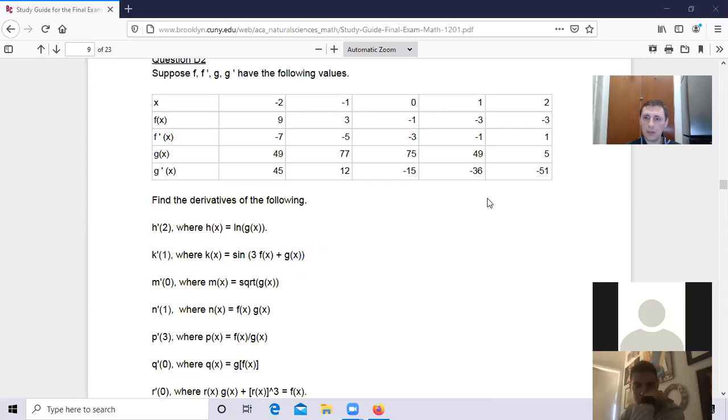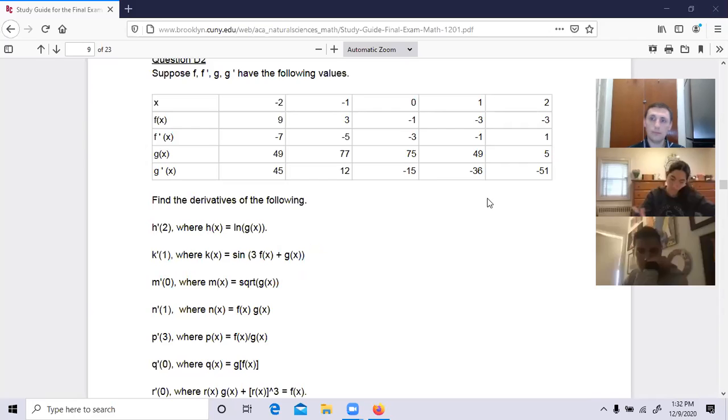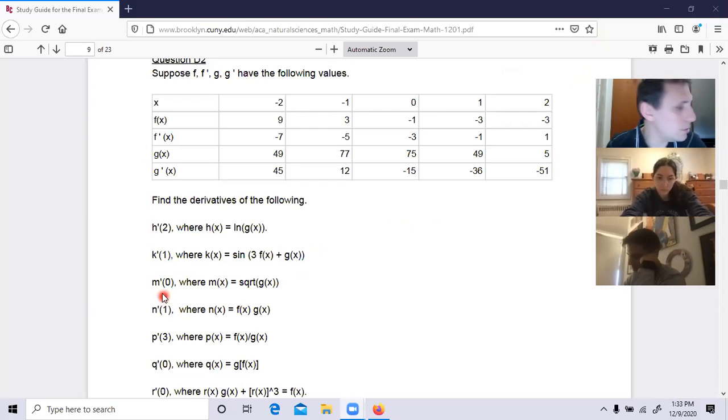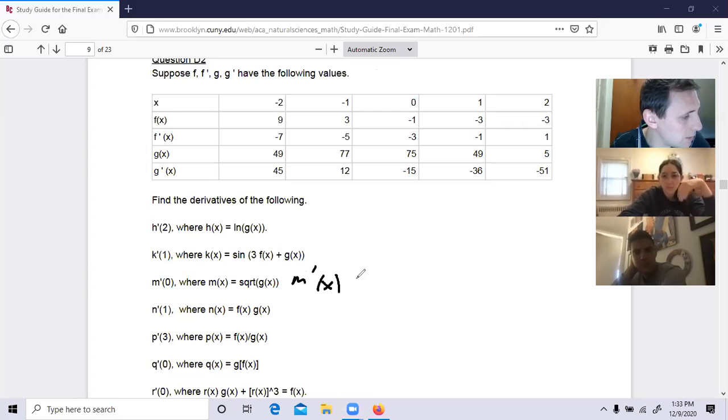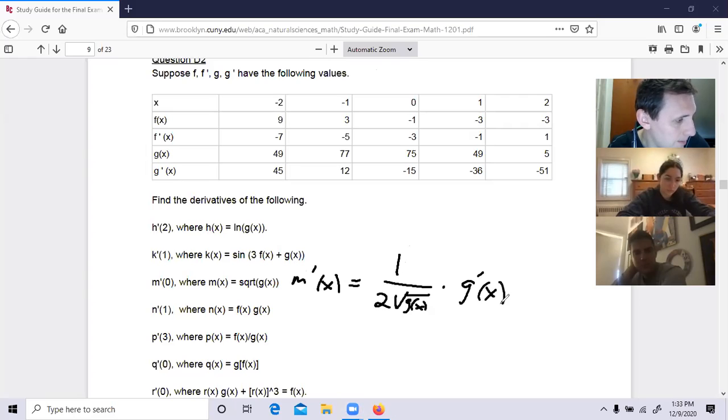Derivative of m at 0. M prime at 0 does not exist. Nassim. Okay, let's see. So first of all, I take derivative at x, and that would be derivative of square root is 1 over 2 square root of g(x) multiplied by g prime x, and I do it at 0, right? So what is m prime of 0?